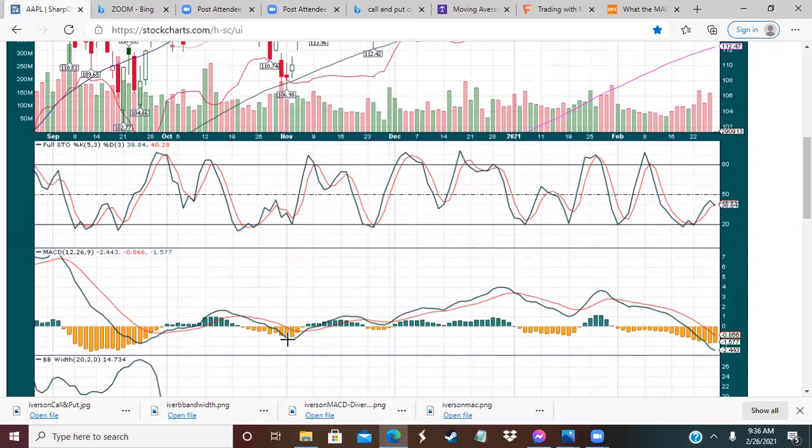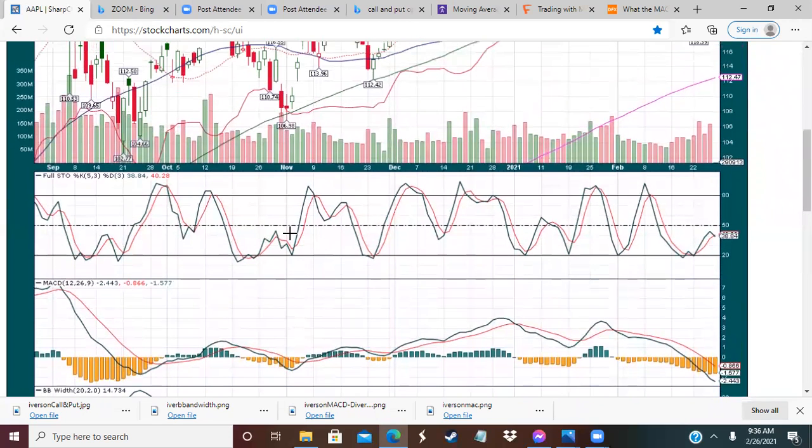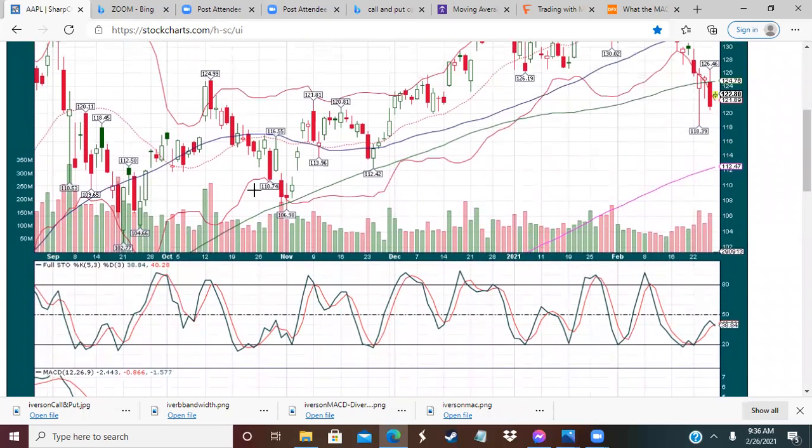All right, you're at the low. You're at the bottom of the histogram. The full stochastic is in your favor. You're at the bottom of the stochastic. The Bollinger Band is in your favor. The candlesticks are bouncing off of the Bollinger Band right here at this dynamic support level.